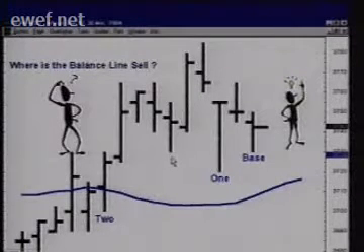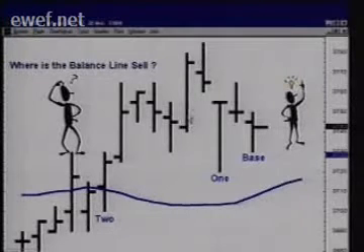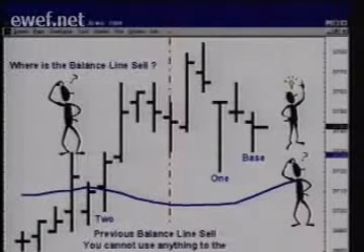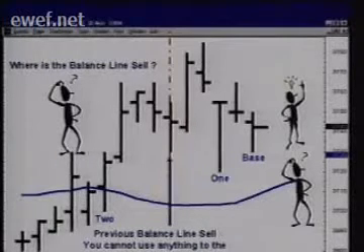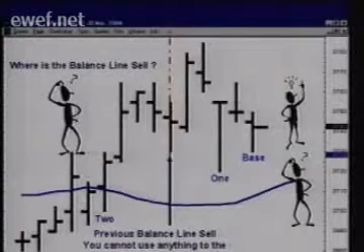So our signal would have been one tick below that bar here. That was hit on that bar. Now that most recent balance line sell has been hit. So the current one, we can't take this current sell over here because that's old information. The previous balance line sell was hit on that bar. So it's very, very important to remember that you always take the market of what's happening now.